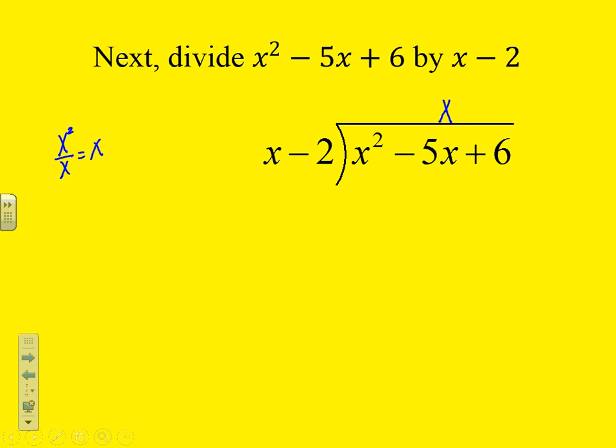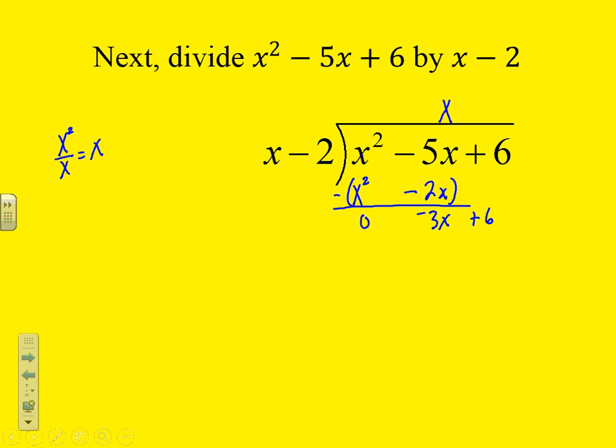Multiply. x times x is x squared. x times negative 2 is negative 2x. And I'm going to subtract an expression, so I put it in parentheses to make sure I take care of the signs properly. So x squared minus x squared, that will be 0. Negative 5 minus a negative 2, well, that's the same thing as saying negative 5 plus 2, so that'll give me a negative 3x here. Bring down the 6, just like normal long division would tell you to do.